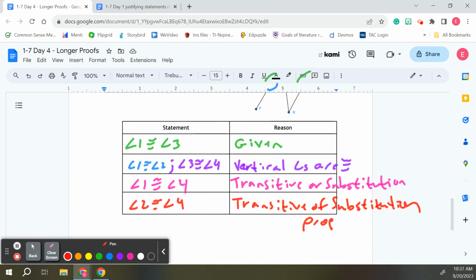Are there any questions I can address? Do you guys kind of understand like what I did there? I couldn't just jump from here to here. I needed this because these were kind of separated, okay?